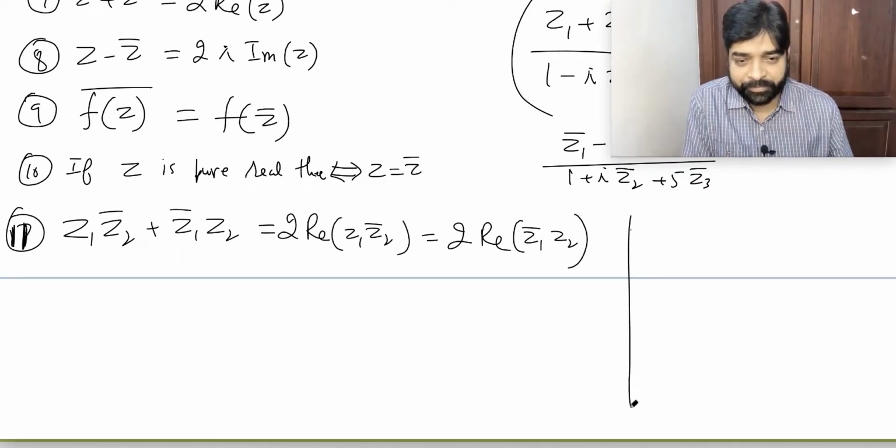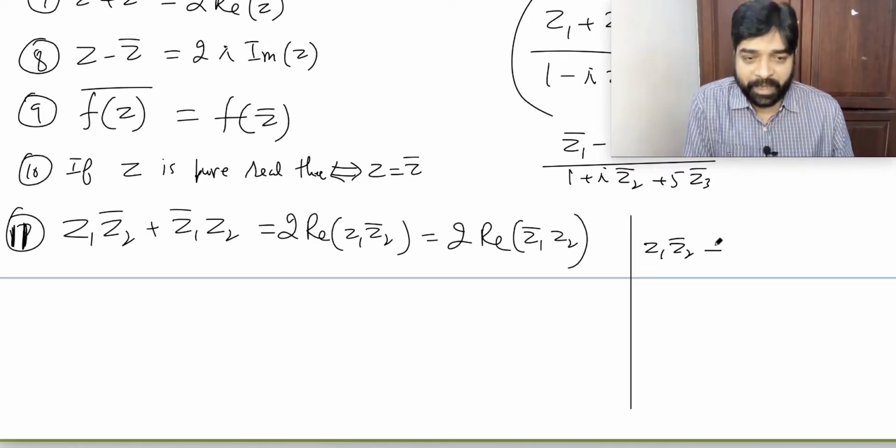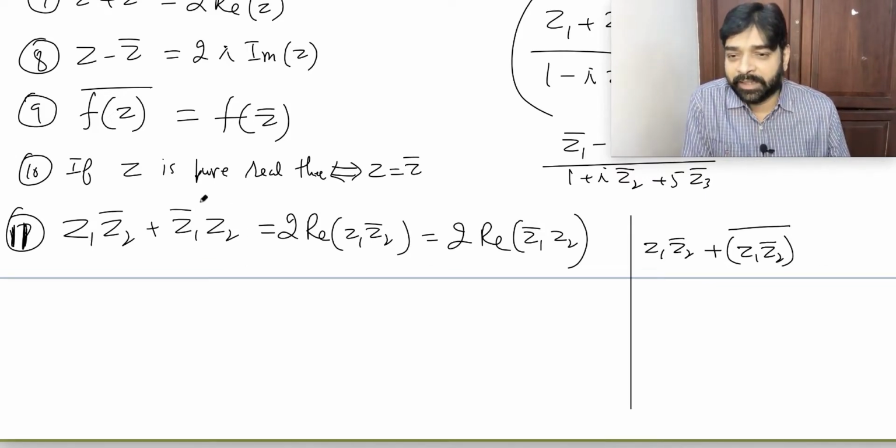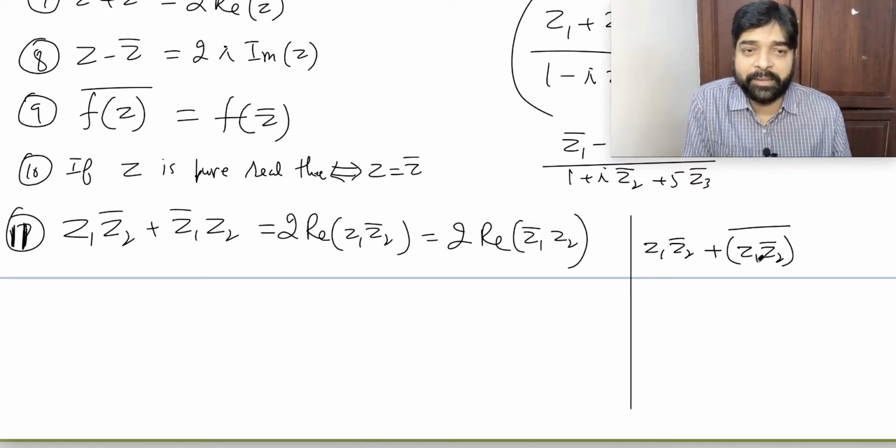Look at here. Z1, Z2 bar plus, watch carefully, Z1 bar Z2 whole bar. This quantity I wrote, this is any problem. If this bar goes inside, Z1 bar will become Z1 and Z2 bar bar will become Z2, they will cancel. So it's equivalent to this or not?